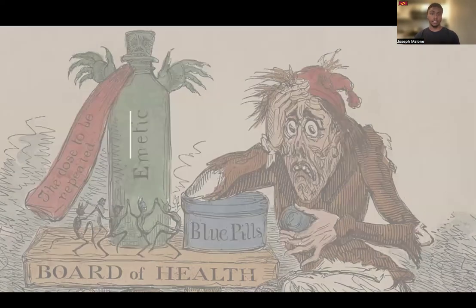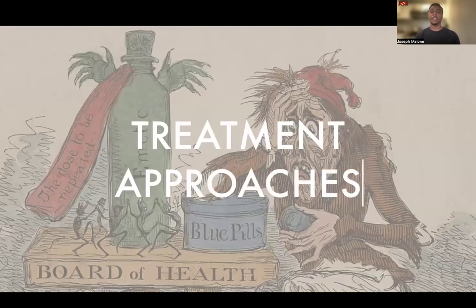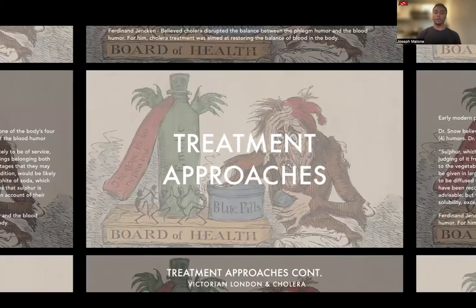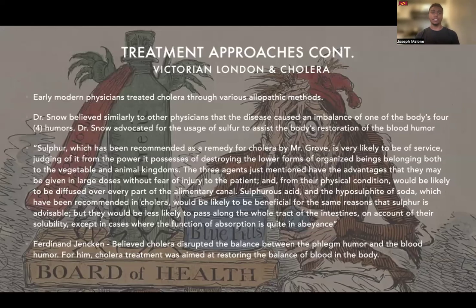But what's interesting, right, with Dr. Snow is that even though he understood the cause of the disease, he still didn't necessarily change his approach in treatment. And so he recommends sulfur for a particular patient. And the idea behind sulfur was that it was a humoral approach and that it would restore the balance, the blood imbalance in the body. And so sulfur was believed to be able to assist in doing that.